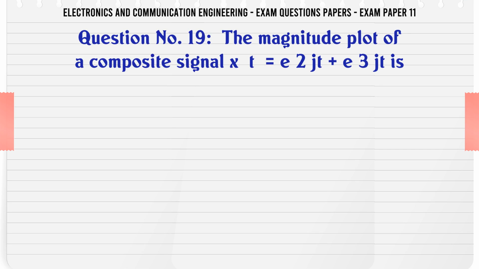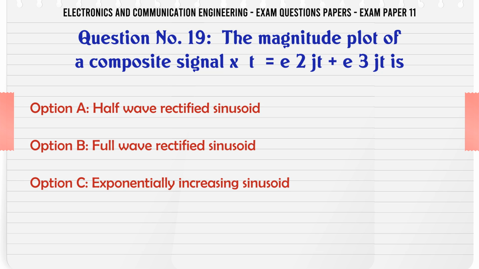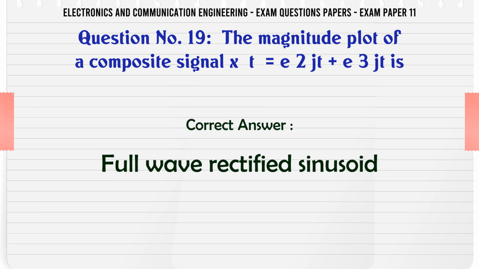The magnitude plot of a composite signal x(t) = e^(j2t) + e^(j3t) is A half-wave rectified sinusoid, B full-wave rectified sinusoid, C exponentially increasing sinusoid, D exponentially decreasing sinusoid. The correct answer is full-wave rectified sinusoid.